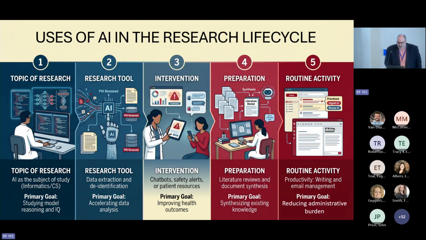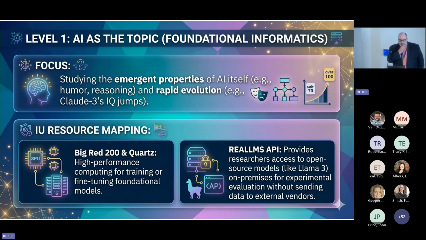So with that, I want to go through a little bit more detail, but again, level one: studying the emergent properties of AI, looking at the methodologies that we can improve. And at IU, we have Big Red and Quartz, which are high performance computing resources available to IU personnel. That can be used to fine tune models. It can be used to test larger models. That's available. You have to be aware, though, of what type of data can go on that.